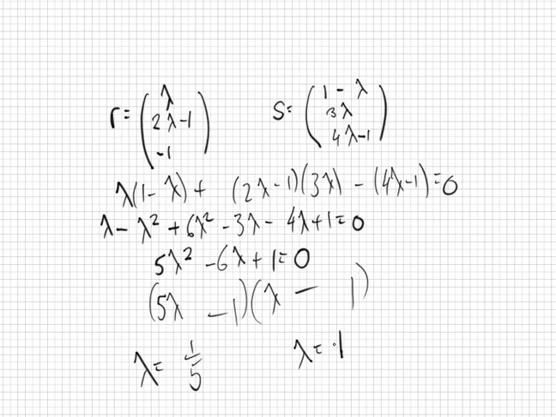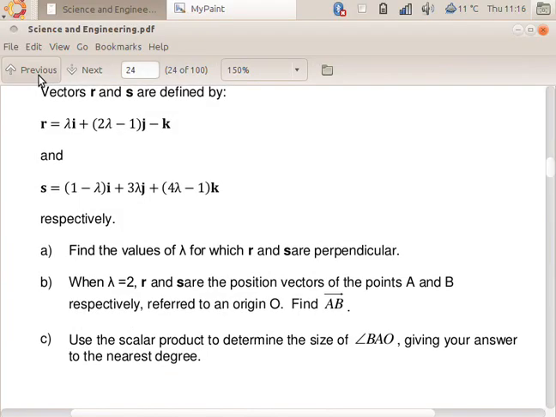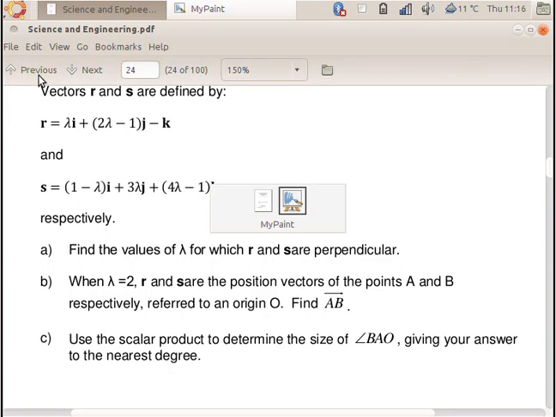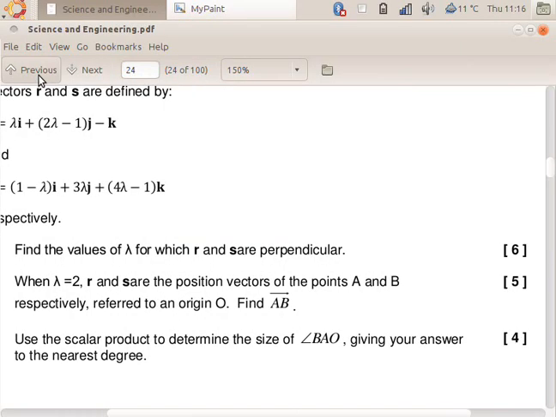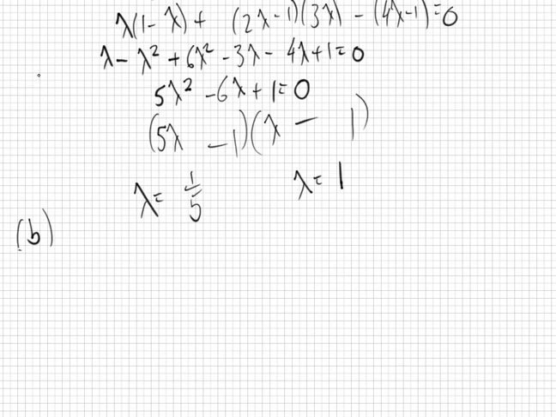Okay, so we'll do the B part now. So this is 4, or that was 4A. Now time for the B part. When lambda equals 2, R and S make the vectors A and B. Find AB. Oh my goodness, this is like a Christmas present exam question. Written by Santa Claus. So they say when lambda equals 2, it makes A and B.